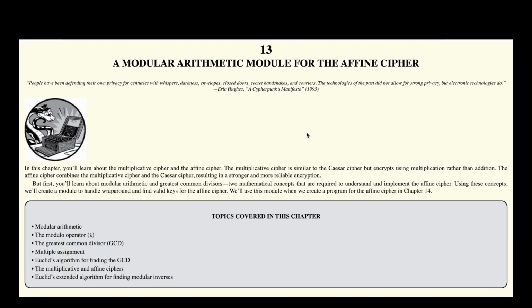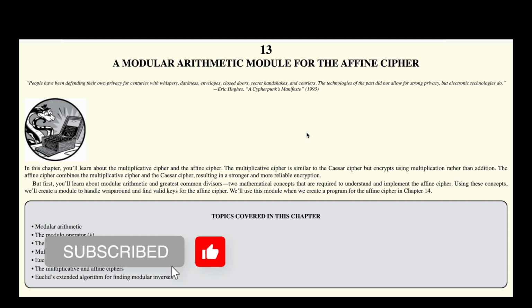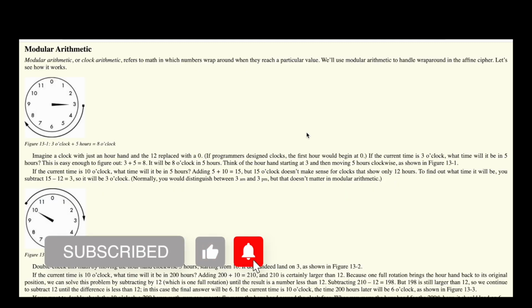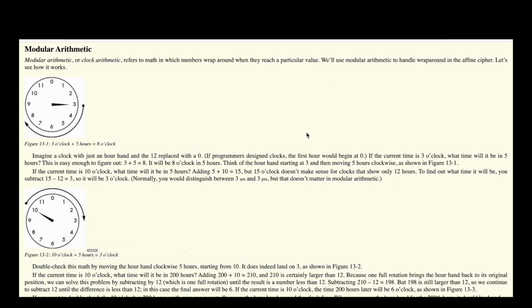Now, in order to understand how the multiplicative cipher works, we need to first cover some modular arithmetic and learn about the greatest common divisor. Modular arithmetic refers to math in which numbers wrap around when they reach a particular value. To visualize that, we could imagine a clock that starts, for example, with a value of 0 and goes all the way up to 11. If we have a starting value of 0 and we want to increase that by 3, we would simply go 3 positions to the right from 0 to 3.